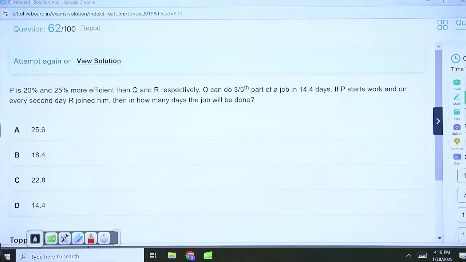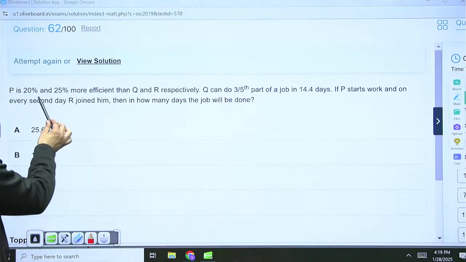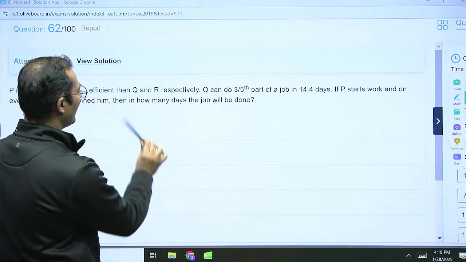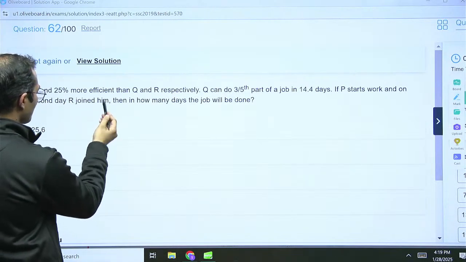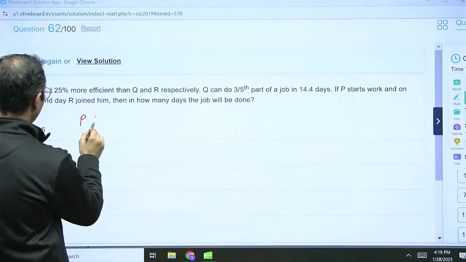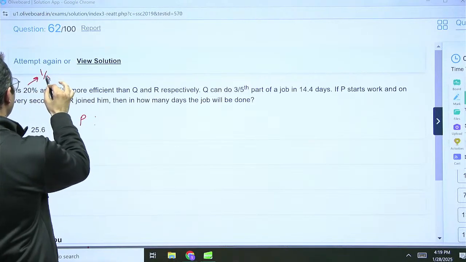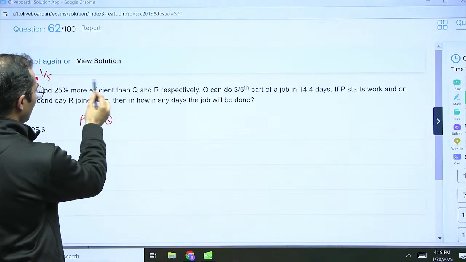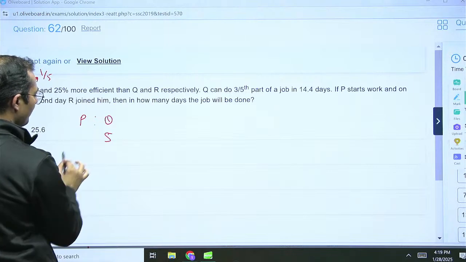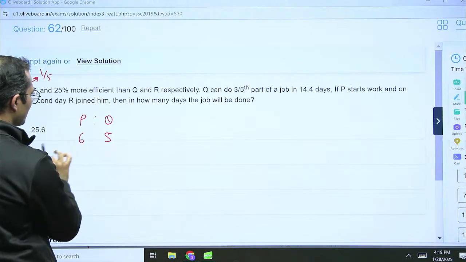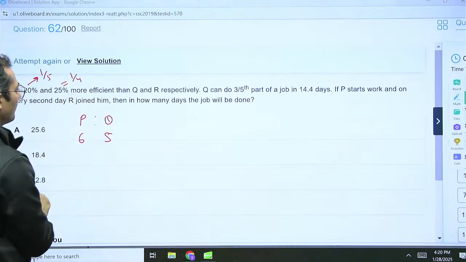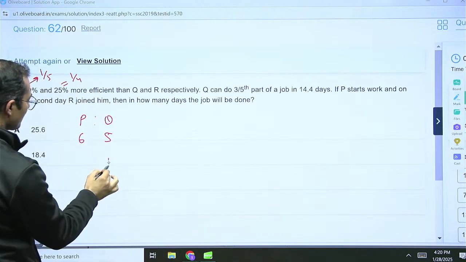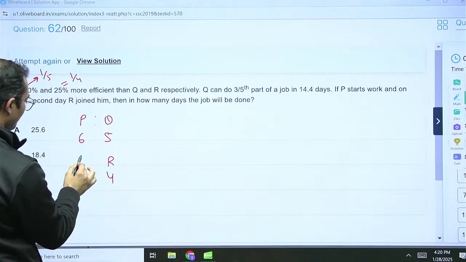Question number 12. See, P is 20% and 25% more efficient than Q and R respectively. See, P is 20%. So we can say that 20% means 1 upon 5. So in comparison to Q, if Q is doing 5 units of the work, so P will do 6 units of the work. And 25% means 1 upon 4. So R is doing 4 units of the work. So P will do 5.